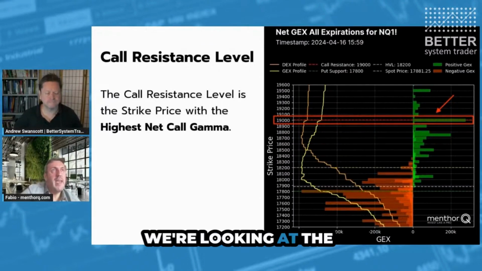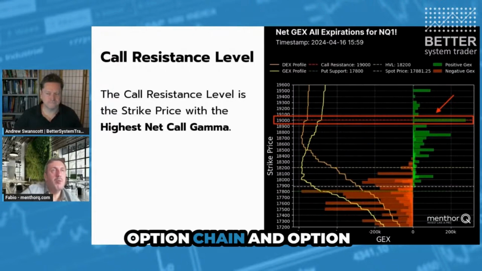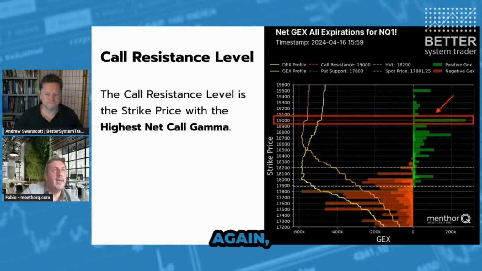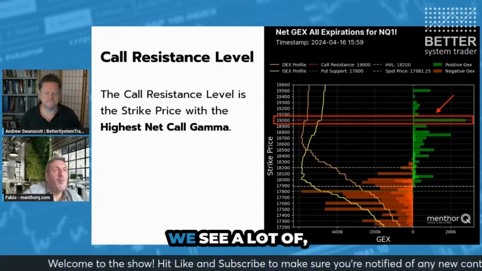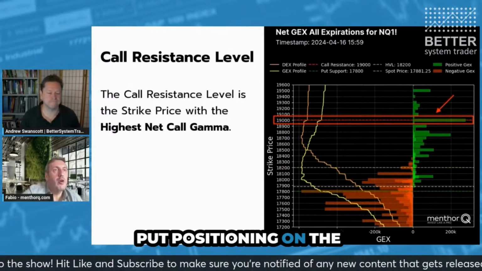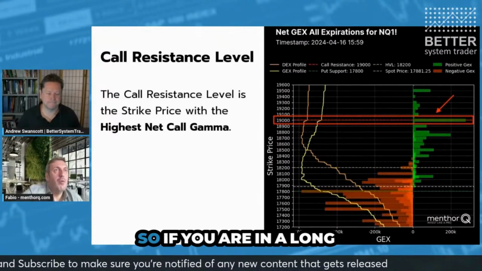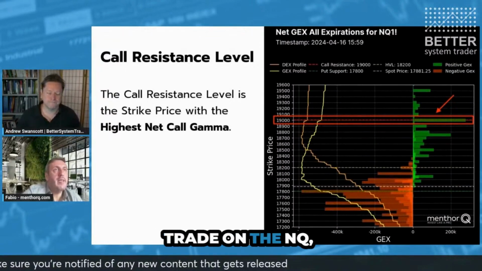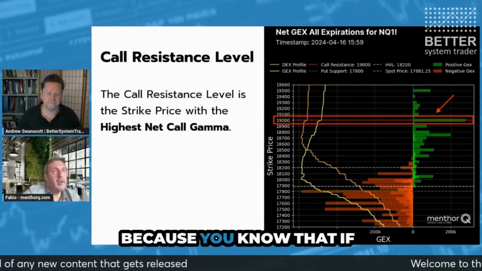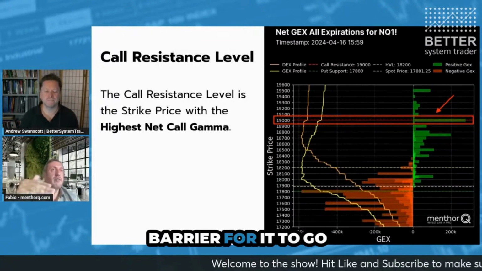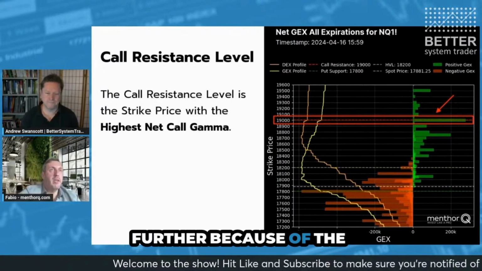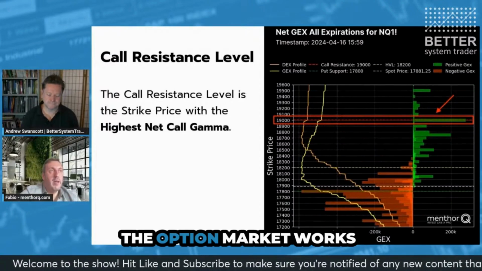In this case, we're looking at the Nasdaq future option chain and option positioning. And again, it's quite an old chart, a couple of months old. But at this point, we had a strong positioning on this area. At the same time, we see a lot of put positioning on the bottom side, right? So if you are in a long trade on the NQ, that could become your target, because you know that if the price approaches this level, there's going to be a big barrier for it to go further because of the way the option market works.